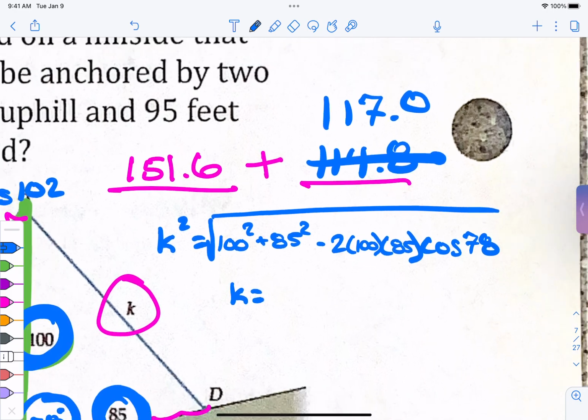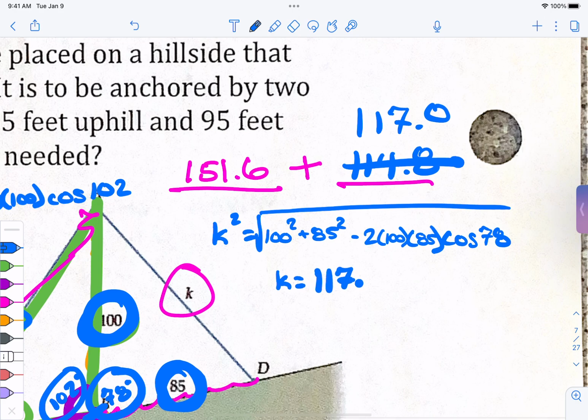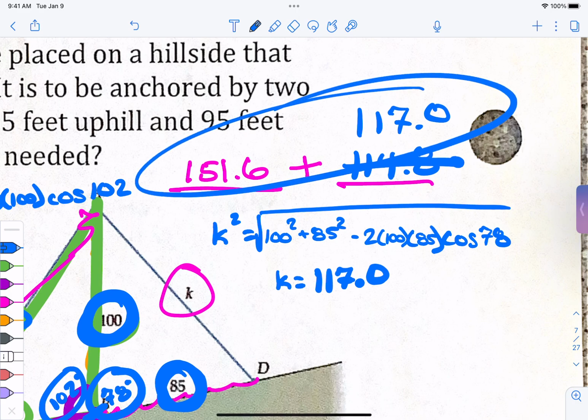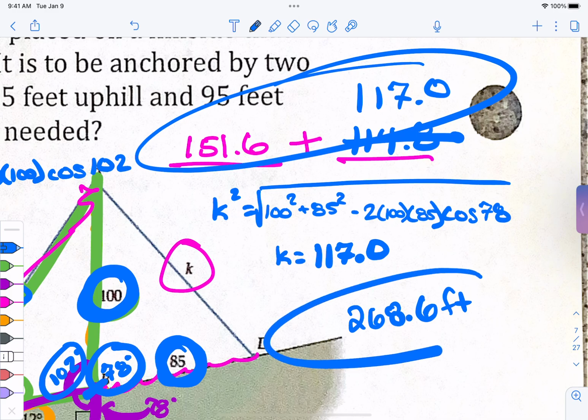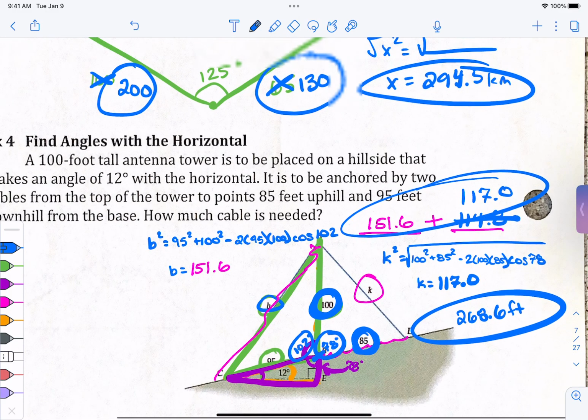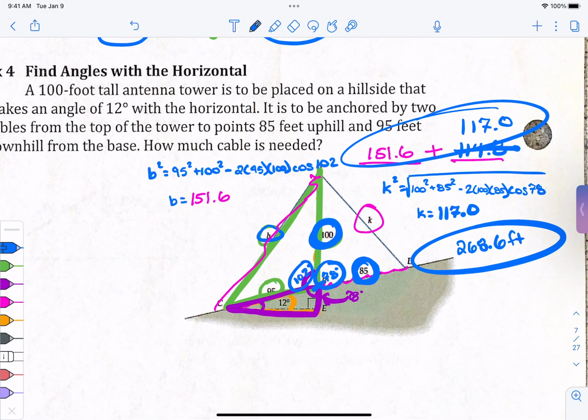So they're wanting total cable. Oh, total cable. 117, okay, perfect. Add them together. 268.6. And that is in feet. There we go. Hey, that wasn't too bad. It looks like an icky diagram, but that wasn't really that bad, I don't think, anyway.